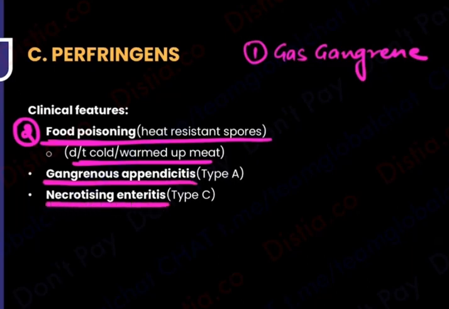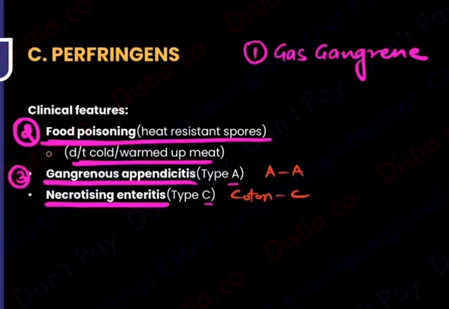This can also cause necrotizing enteritis. Please note, and I've written some types which cause these, which is not very important for you to know. If you wish to know, you can learn that gangrenous appendicitis is usually caused by the type A form, A for A, and necrotizing enteritis. Enteritis means colon. So the colon one is caused by type C. So remember, appendix is caused by type A and colon is going to be caused by type C. But as I said, not very important.